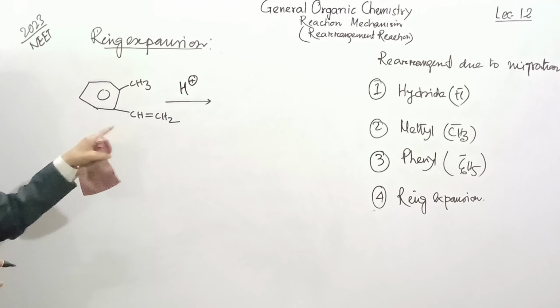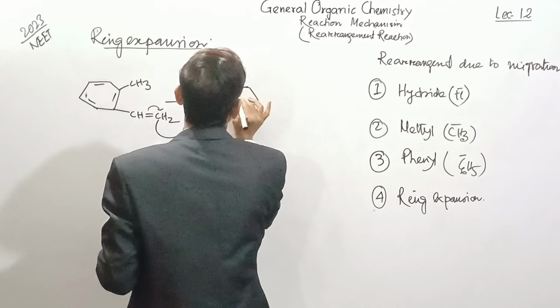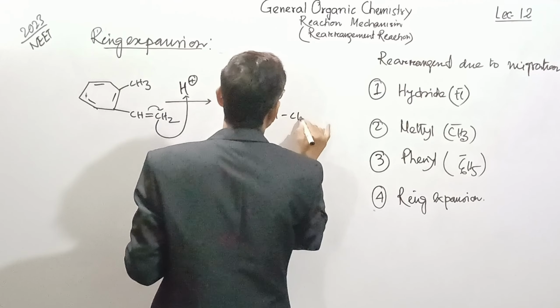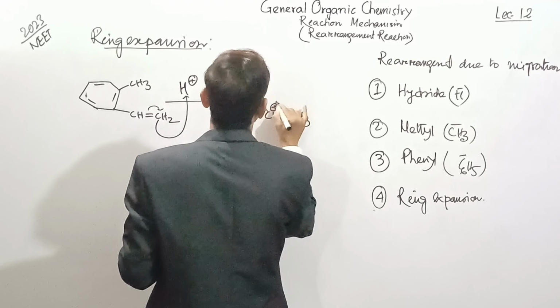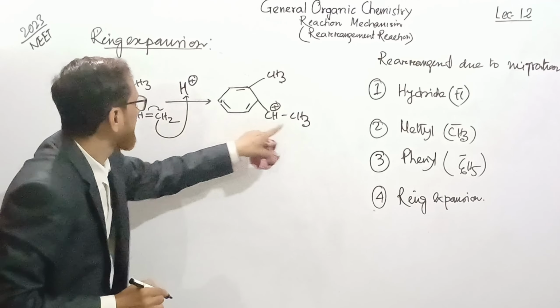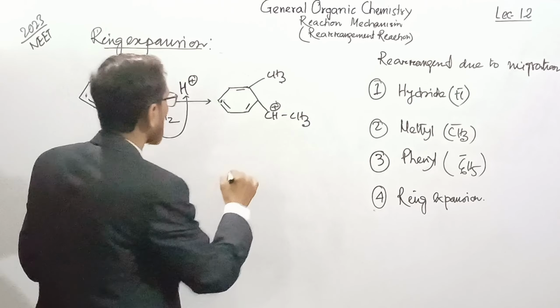So here the negative sign is withdrawn. Here the negative will attack this one, so hydrogen plus will attach with this CH2. Am I right? So what do we get here? As soon as this hydrogen attaches to this one, this will become a carbocation. Mind that it is a 2° carbocation.